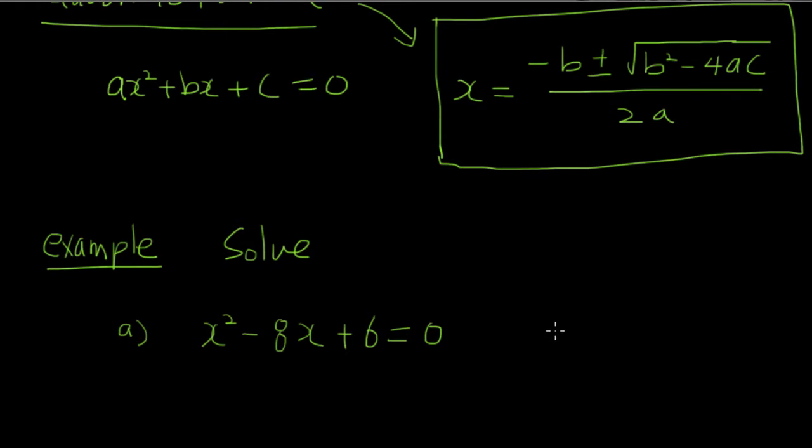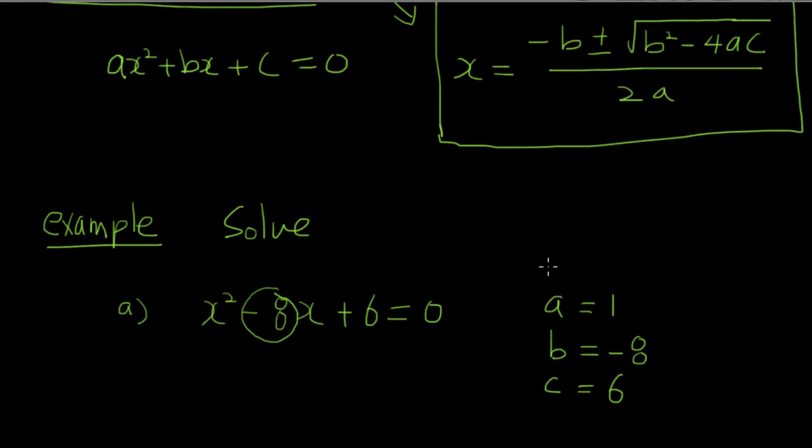So let's identify what our a, b, c are. What's our a for this? Well, the number right in front of x squared, which is 1. What's our b? Well, b is the number in front of the x term, so it has to come with the sign, remember? So it'll be negative 8. What about c? C should be 6, just like that, the last number. So all we need to do now is put it in that formula.